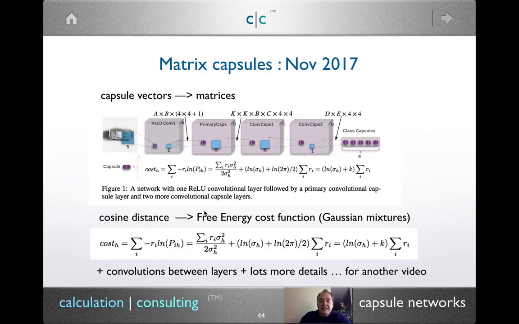And the cosine distance gets replaced with this cost function, which is a free energy cost, which I described a little bit earlier. And so there are convolutions between layers and lots more details. But the point is that there's a lot of advances going on. This is really just a couple of weeks ago. This is very state of the art. And there's a lot of excitement that matrix capsules are going to be the next big thing in image recognition.